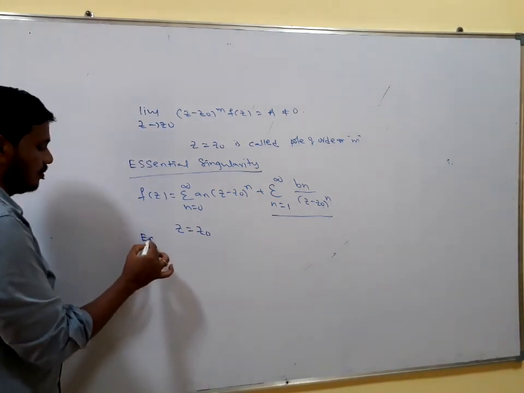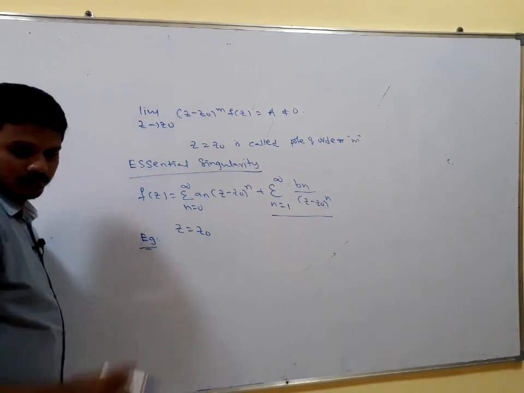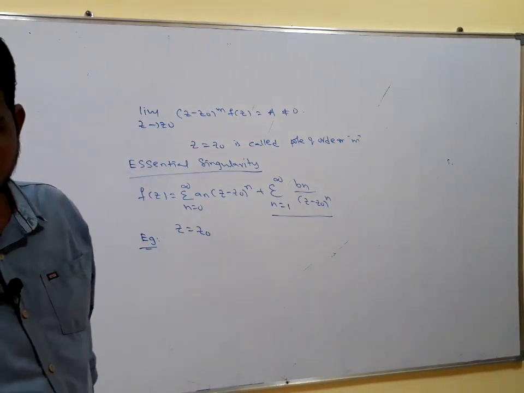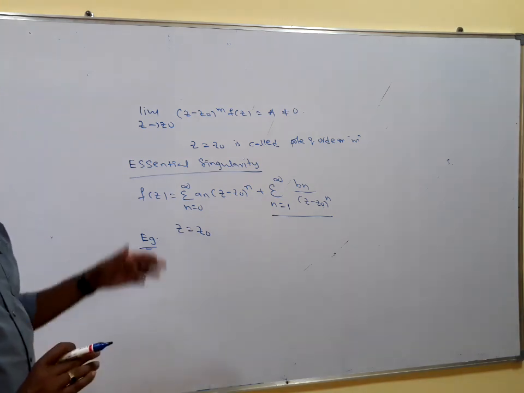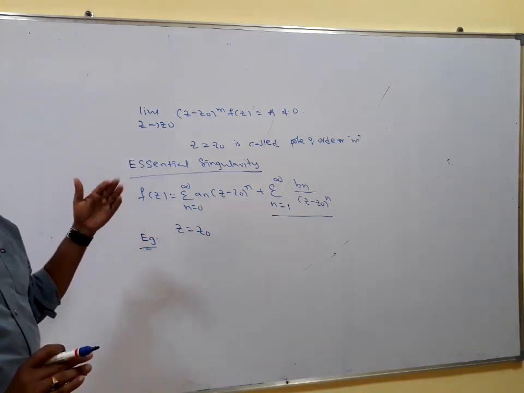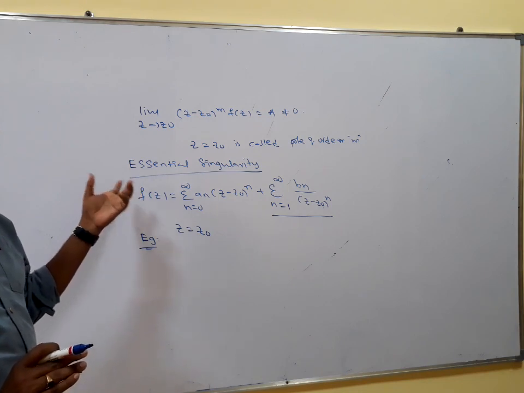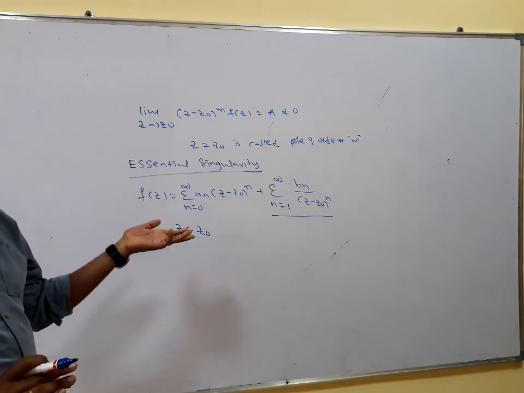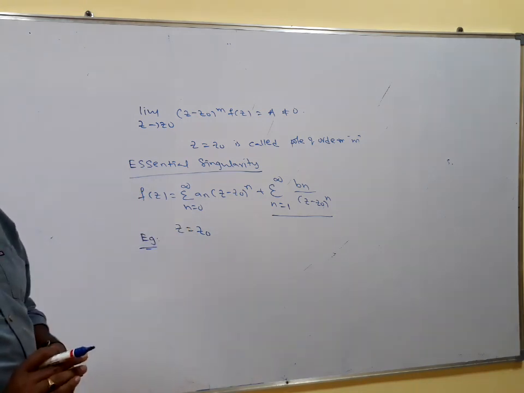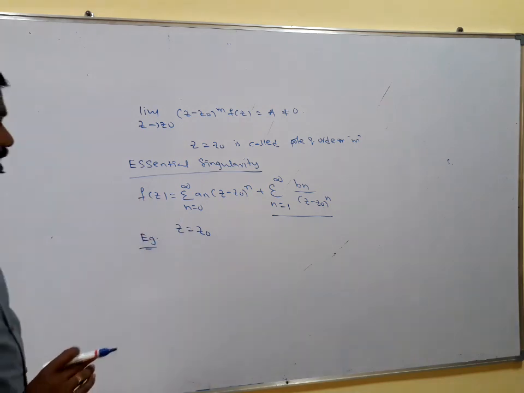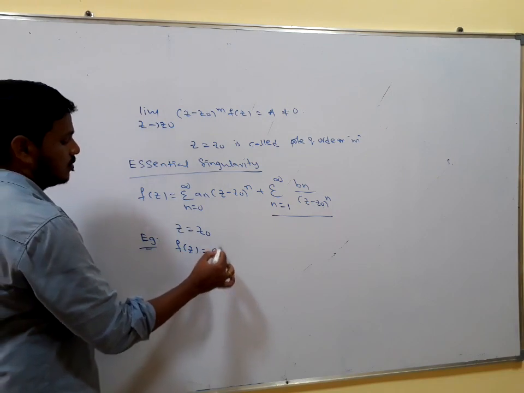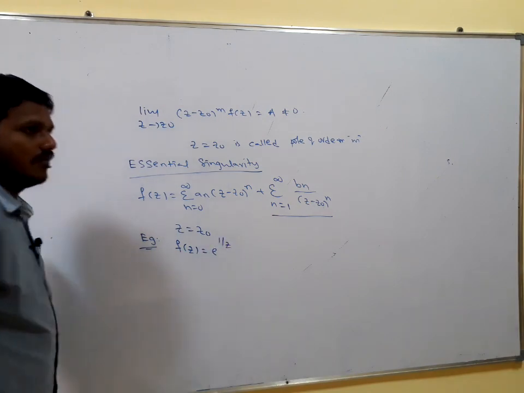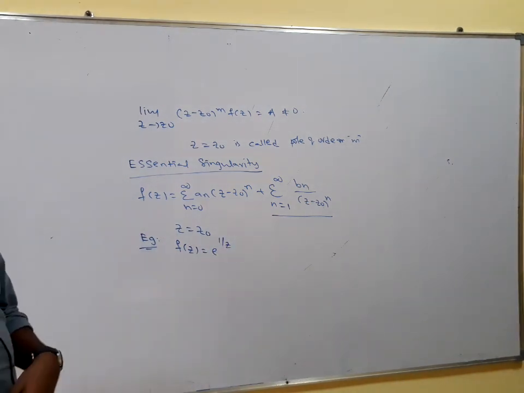Let us take the example here. Is it clear for the essential singularity? Here the essential singularity means, if in the Laurent series expansion of f of z, the principal part contains an infinite number of terms, we say that z is equal to z naught is the essential singular point or essential singularity. Let us take f of z is equal to e to the power of 1 by z.